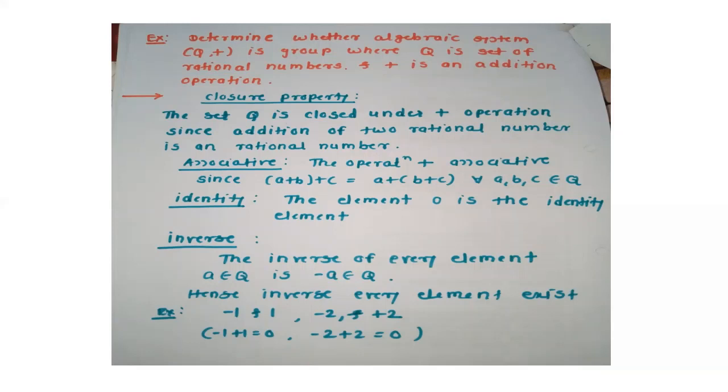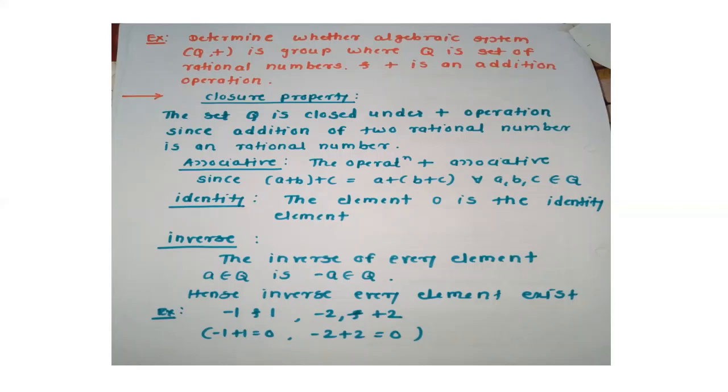So determine whether the algebraic system (Q, +) is a group, where Q is the set of rational numbers and plus is the addition operation. So here we have to find out whether this is a group. Again we have to satisfy four properties: closure, associative, identity, and inverse.